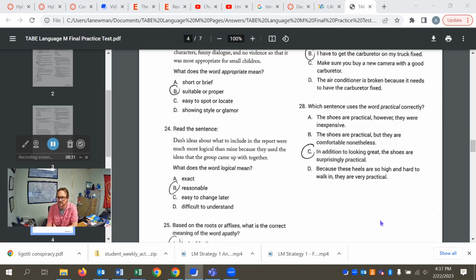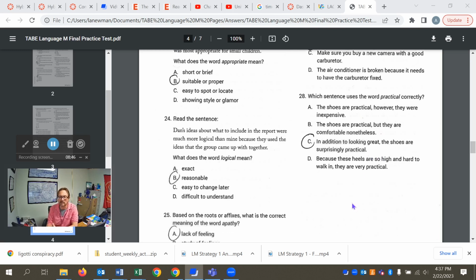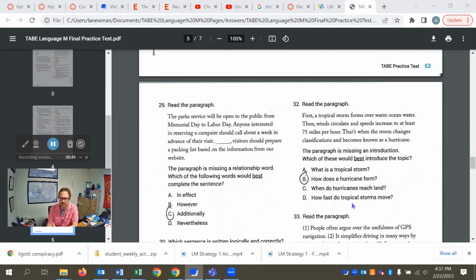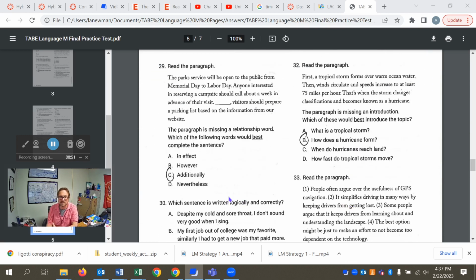Okay, 28, which sentence uses the word practical correctly? And it's C, something that is practical is kind of useful. You do it for reasons of utility rather than whether they look good or stylish or something like that. You're looking at the usefulness of something rather than its style.